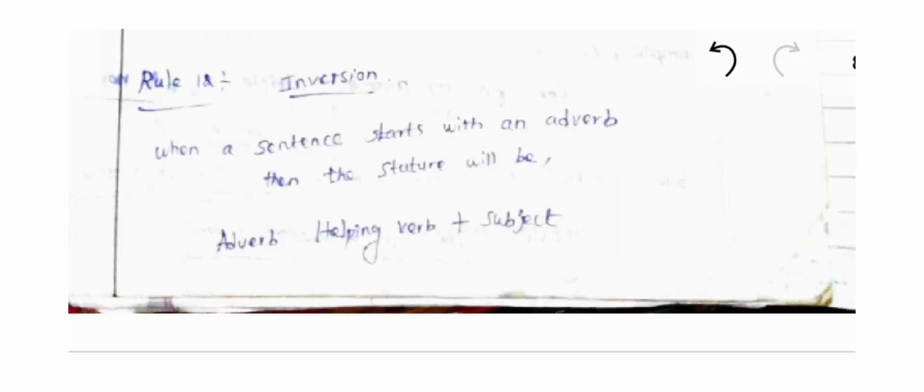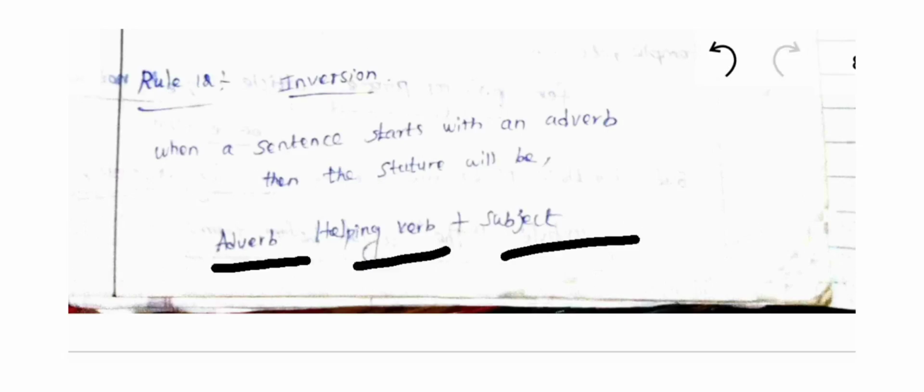Hello students and aspirants. In this video I am going to teach you rule number 12. What is rule number 12? Rule number 12 is about adverbs. When a sentence starts with an adverb, the helping verb should be placed after the adverb. Helping verb followed by adverb.